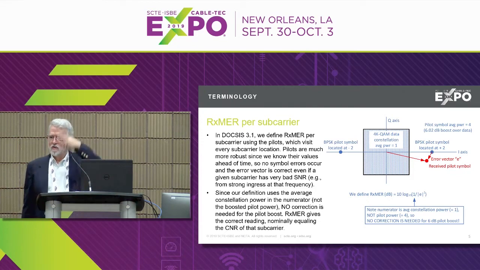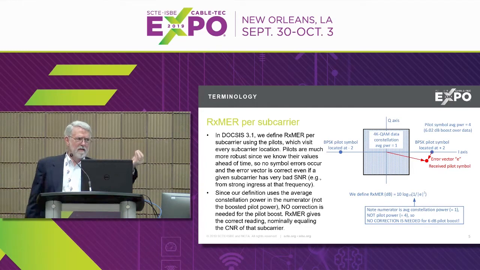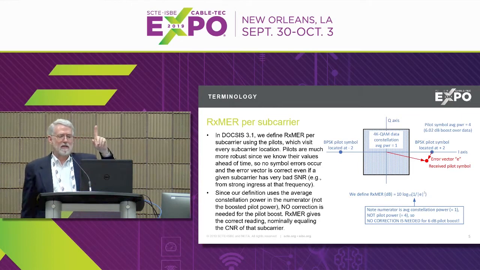The pilots, which are used to synchronize the cable modem to the CMTS and also for characterizing the channel, are boosted by 6 dB. So some people think, well, if I get an MER measurement from a subcarrier, in this case functioning as a pilot, that's boosted by 6 dB relative to the data subcarriers, then I need to do a conversion or compensate for this 6 dB difference in amplitude. And the answer is, no, you don't.